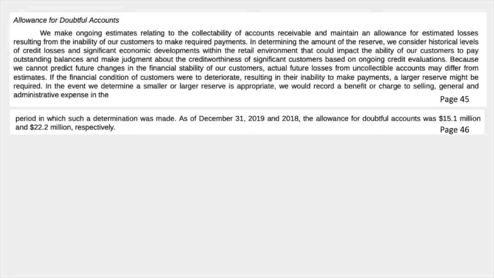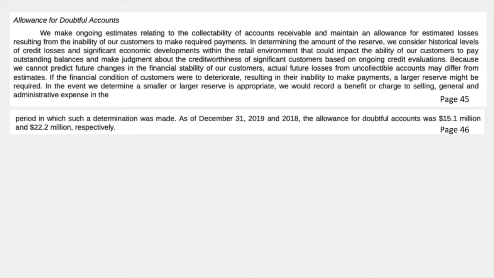Because we cannot predict future changes in the financial stability of our customers, actual future losses from uncollectible accounts may differ from estimates. So there again, they may estimate and the write-offs might be more than the estimates or less than the estimates. If the financial condition of customers were to deteriorate, resulting in their inability to make payments, a larger reserve might be required. They would have to adjust their uncollectible percentages in their calculations. In the event we determine a smaller or larger reserve is appropriate, we would record a benefit or charge to selling, general, and administrative expenses in the period in which such a determination was made.